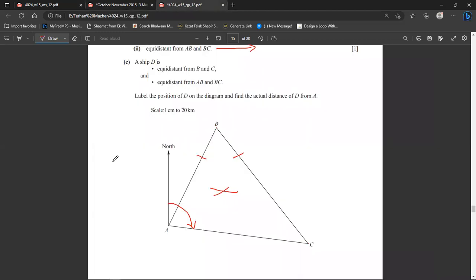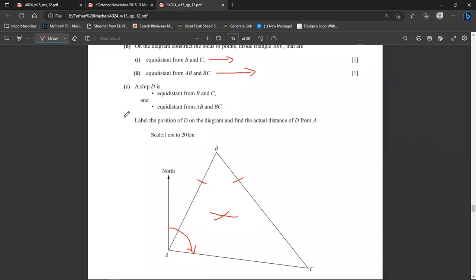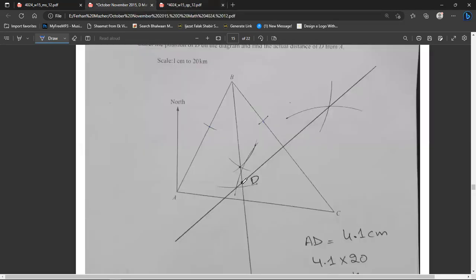Okay, then he says a ship D is equidistant from B and C and equidistant from AB and BC. So where these two loci intersect each other, label the position of the D on the diagram and find the actual distance of the D from A. This is the scale. Okay. So where these two loci intersect each other, that is the point D, and then you have to measure the distance between A and D.